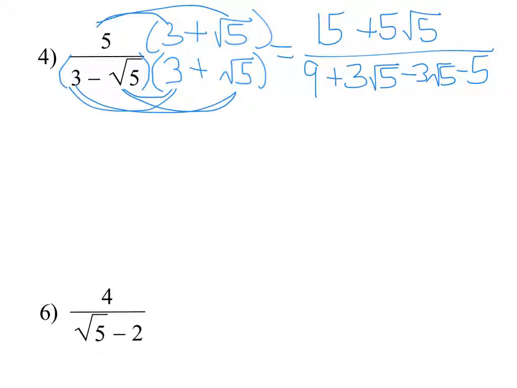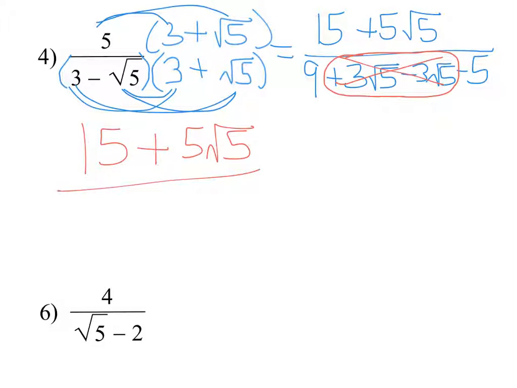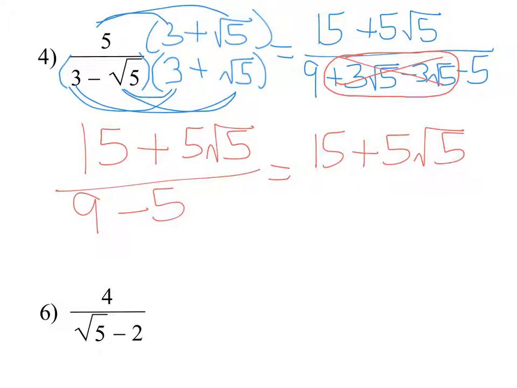So here is the purpose of this. The purpose of this is to get rid of the square root. Well, now I have 3 square root of 5 and negative 3 square root of 5, which turns into 0 and goes away. Beautiful. So I got 15 plus 5 square root of 5 over 9 minus 5. And then I can simplify it one step further and make this guy a 4.